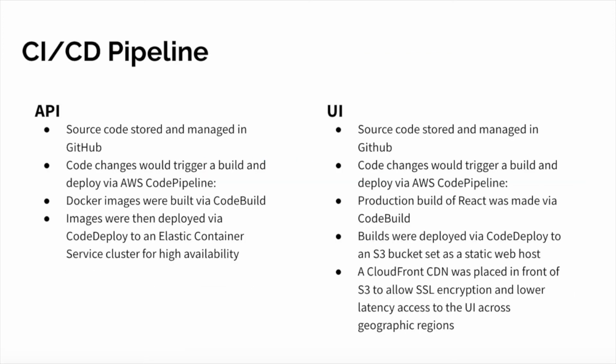Our mentor was kind enough to set up the pipelines for us, but here's a brief overview of how they work. For both the API and the UI, source code is stored and managed in GitHub, and then as the code changes, that would trigger a build and deploy via the AWS CodePipeline. On the API side, Docker images were built via CodeBuild, and then those images were deployed via CodeDeploy to an Elastic Container Service cluster for high availability. On the UI side, a production build of React was made via CodeBuild.